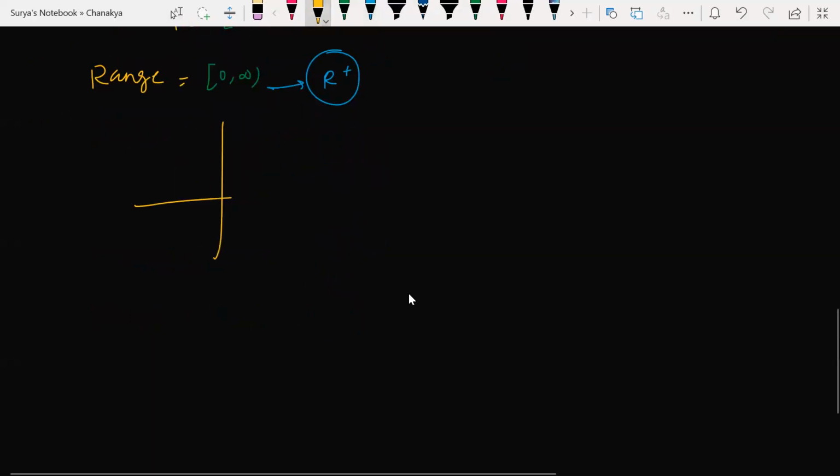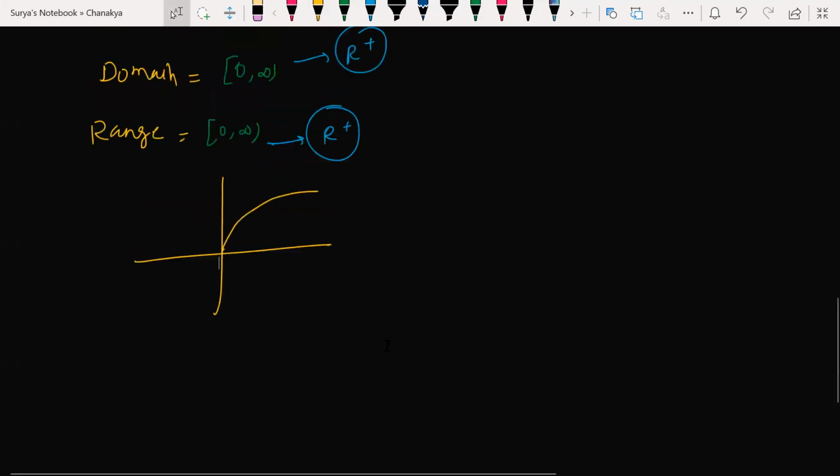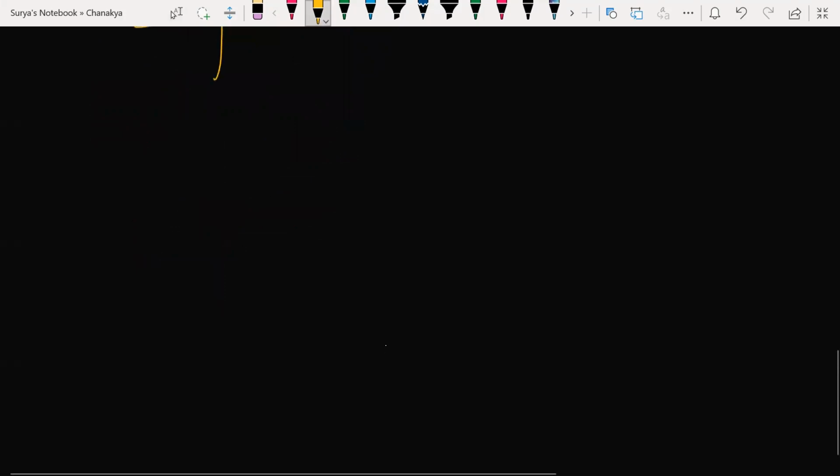How is the graph of this function going to be? If you just take the negative side, the graph will not be there. So this is how your graph will be if you draw it. If you take all the values and substitute, that is how your graph will look. Okay, next, if I talk about exponential function.